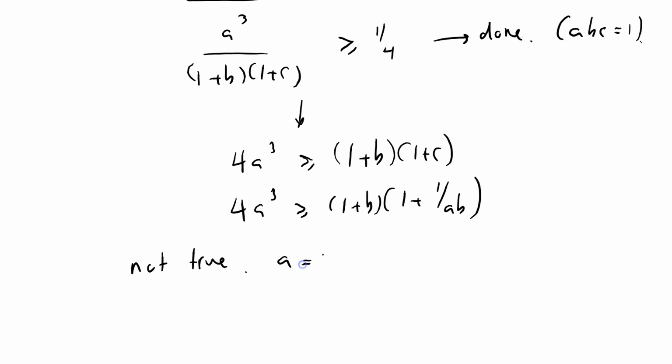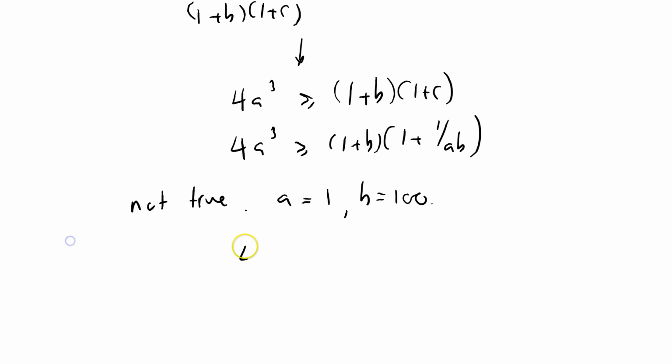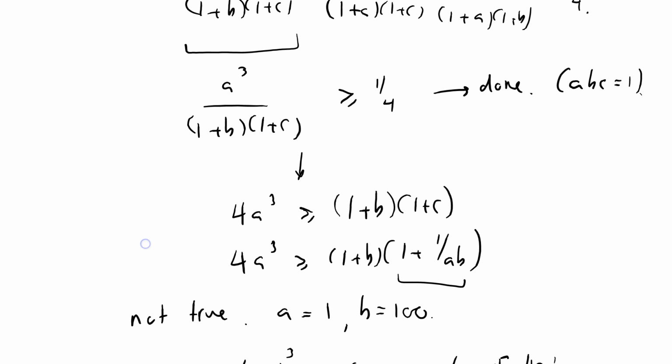What happens if a equals 1 and b equals 100? So I'm asserting that 4 times 1 cubed is greater than or equal to 101 times something bigger than 1, because it's 1 plus 1 over something, which is not true, false. Oh well, we tried it and it didn't work.